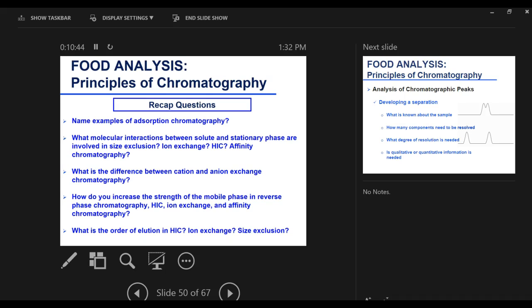Size exclusion, what's the order of elution? Large elutes first, because it's based on the pore size of your stationary phase. If it's a large molecule, it won't go through the pores, so it won't be delayed. If it's a small molecule, the smaller it is, it's going to go into all of the different sizes of your pores and be delayed. Okay, great. So you are set to go with chromatography. This is all you need to know. Bye.